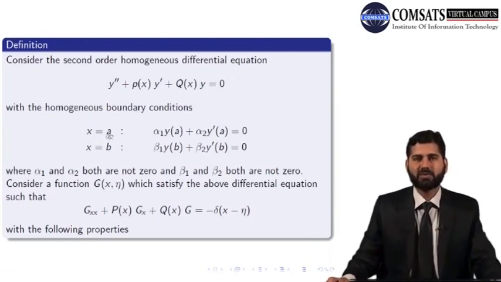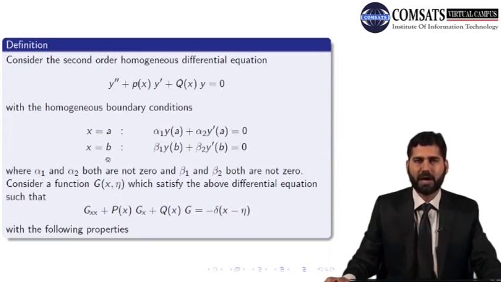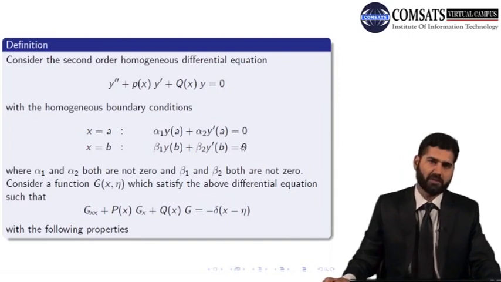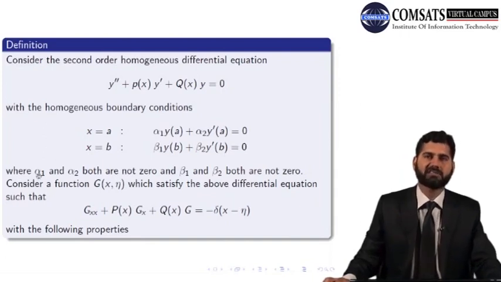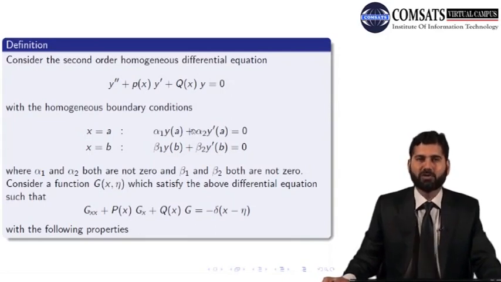And with homogeneous boundary conditions as well, that at x is equal to a, alpha 1 y(a) plus alpha 2 y prime of a is equal to 0, and at b, beta 1 y(b) plus beta 2 y prime of b is equal to 0. So both boundary conditions are also homogeneous, where alpha 1 and alpha 2 both are not 0 and beta 1 and beta 2 both are not 0. So they both cannot be equal to 0. One of them can be equal to 0.